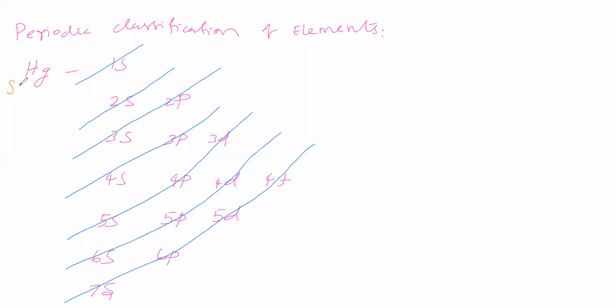Atomic number of mercury is 80. 80 electrons will be distributed here. The p subshell can take maximum 6. Now we are distributing. D subshell can take maximum 10 electrons. D can take maximum 10. Now up to this we filled. Up to this one we filled.